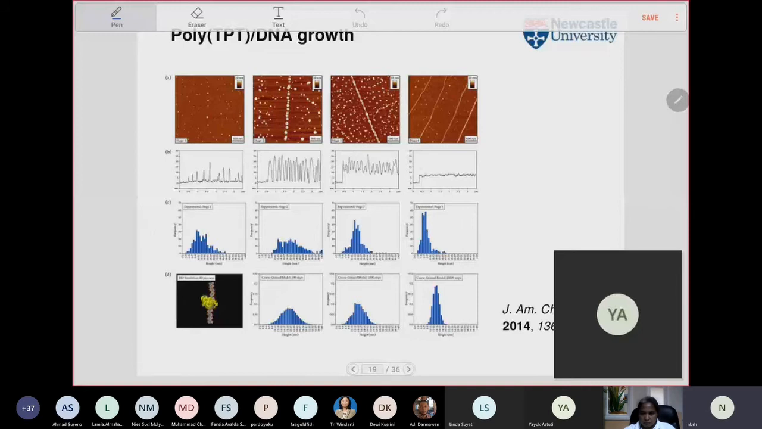And the other thing that we find is that this process naturally leads to a narrow size distribution at long times. So if you wait long enough, not only do you get smooth wires, but they also become relatively uniform in size.